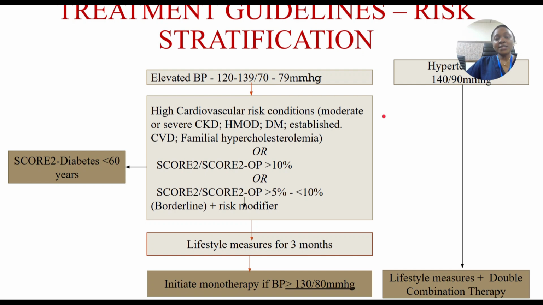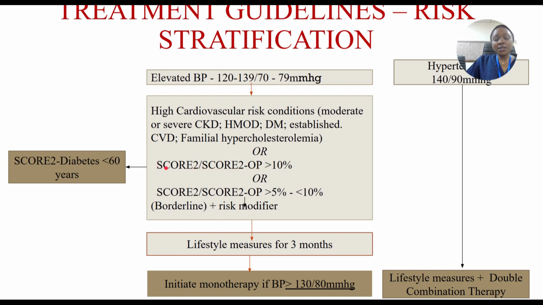Now, among people with these high cardiovascular risk conditions, if someone has only diabetes mellitus and they are less than 60 years old, we are going to do a SCORE2-Diabetes scoring for them, because among people with diabetes that are less than 60, their risk is not the same as people who are more than 60. So we need to further determine their risk with this scoring. Now, if none of these applies to someone with elevated blood pressure, we'll go on to do the SCORE2 testing.